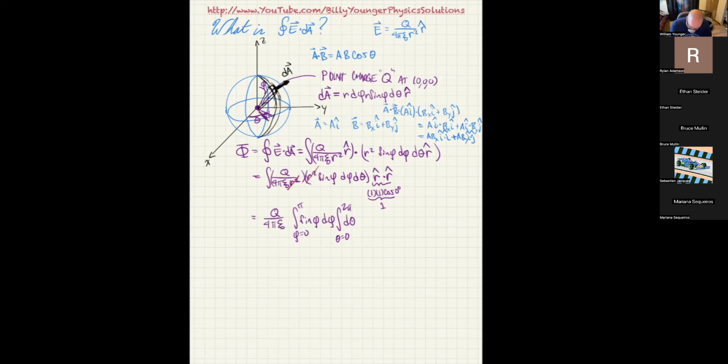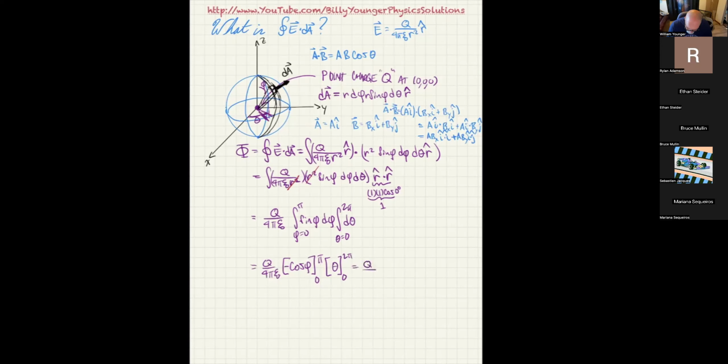But now I'm going to continue on. I've got Q over 4 pi epsilon naught. And then the integral of sine phi d phi is negative cosine, because the derivative of cosine is negative sine. So the derivative of negative cosine is positive sine. So I'm going to say negative of cosine phi, and that's going to have to be evaluated from 0 to pi. And then the integral of d theta is just theta, and that's from 0 to 2 pi.